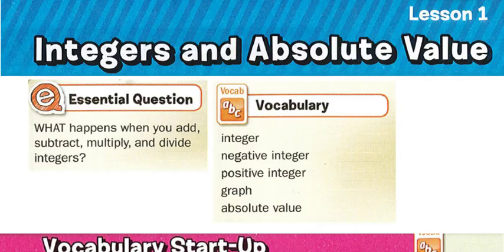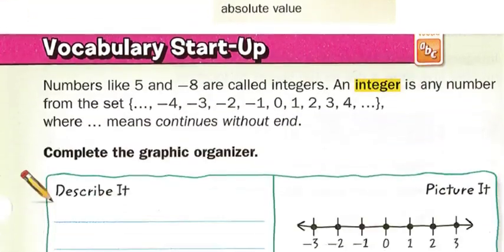Hey guys, we're looking at lesson 1 here of our new chapter. This is on integers and absolute value. So we're looking at ultimately what happens when you add, subtract, multiply, and divide integers. And we got some vocabulary. Some may look familiar, some may be a little new. We've got integer, negative integer, positive integer, graph, and absolute value. So let's take a look here.